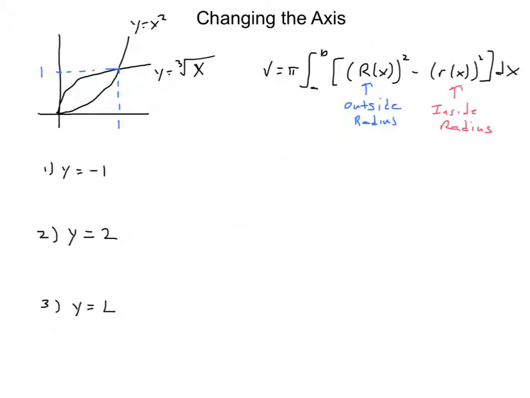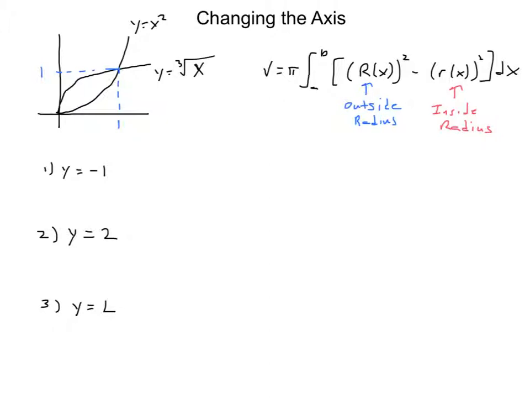Now let's take a look at what happens when we change the axis. Remember that this portion right there is the outside radius, this is the inside radius. We don't necessarily have to have that outside radius be one of these functions. It could change, and that's going to be based on what happens with the axis of rotation. I'm just going to look at this in terms of rotating around a horizontal line, so we're looking at y equals -1, y equals 2, and then we'll look at a general y equals L.